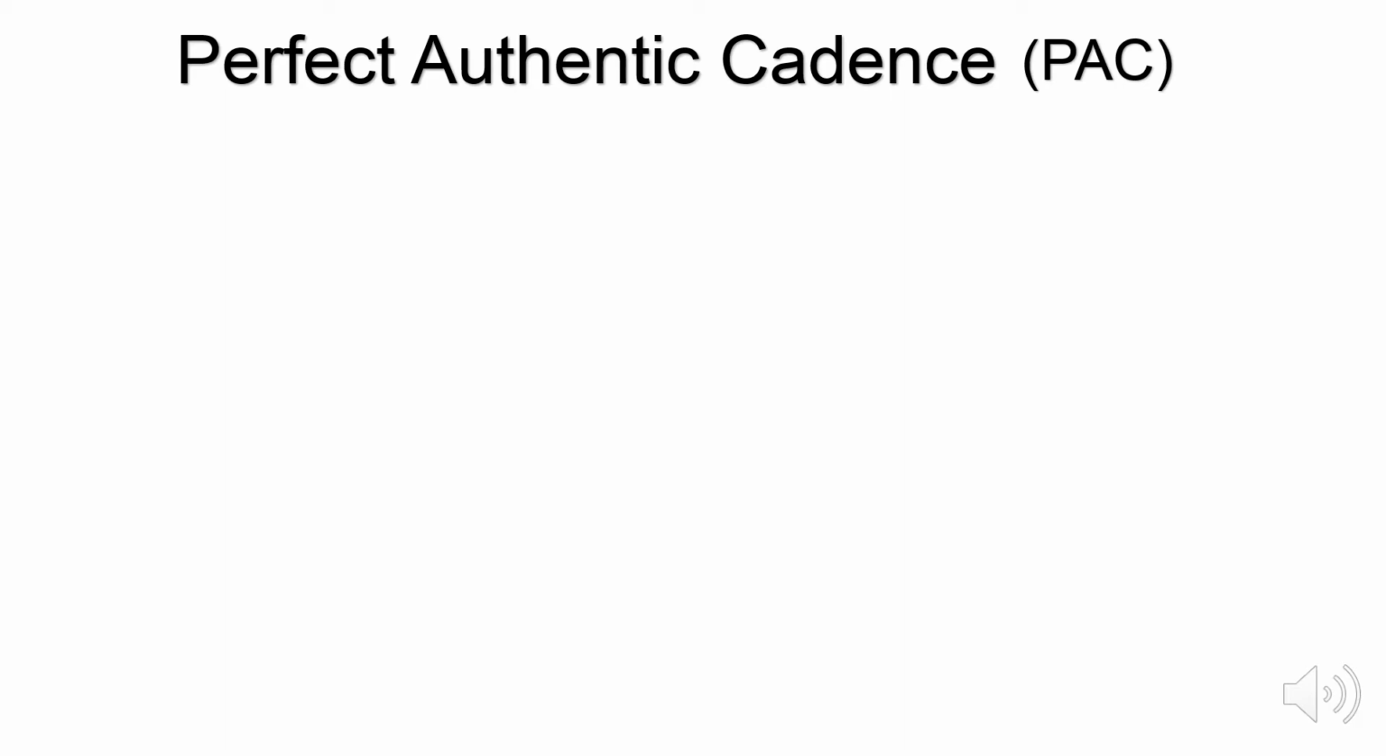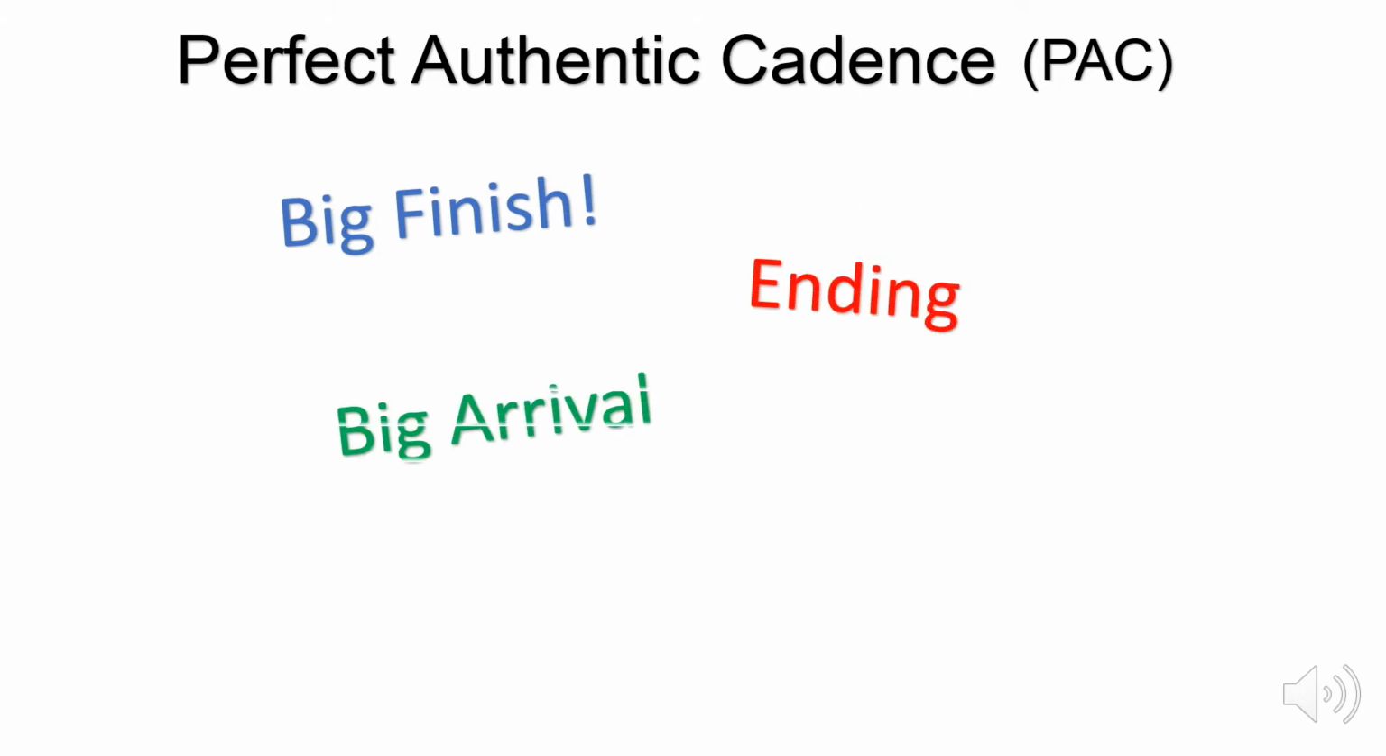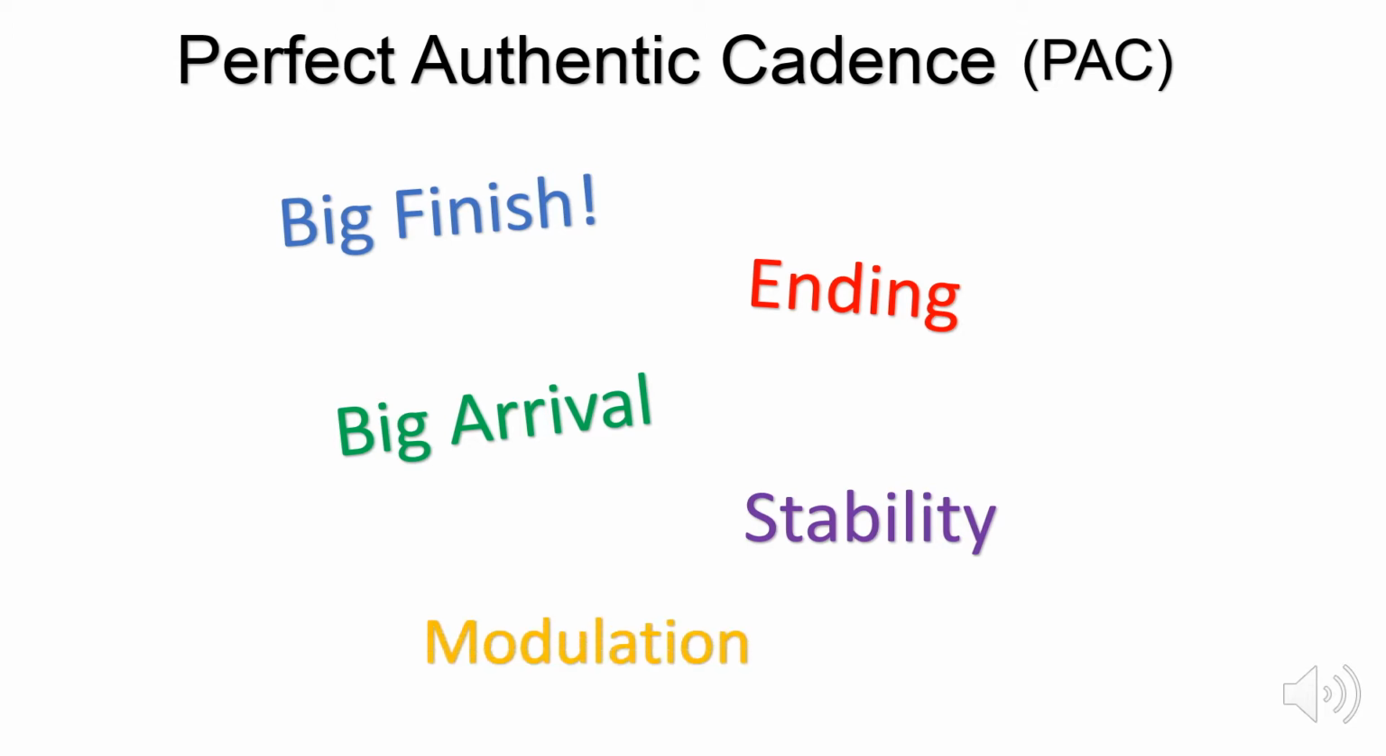Hello everyone, today I'm going to talk about a very common and very important cadence type called the perfect authentic cadence. Some people write it as PAC. When we hear a perfect authentic cadence, we hear a sense of big finish, a sense of ending, a sense of big arrival, and a sense of stability. If you learn deeper music theory, you also know that we use PACs for modulations.